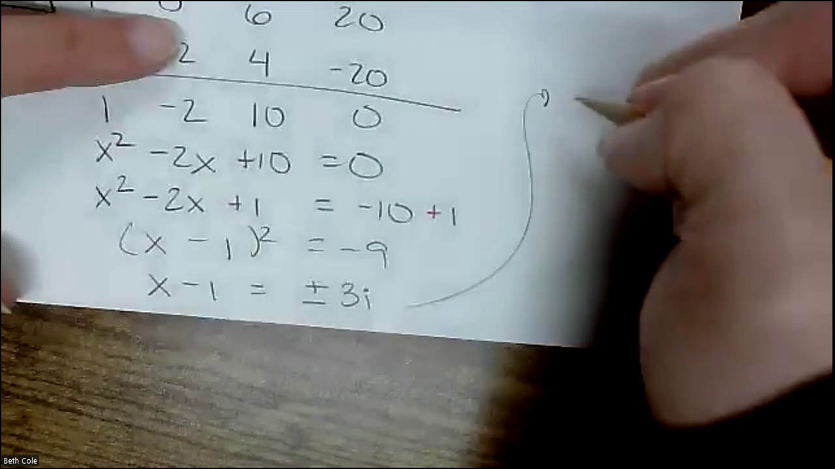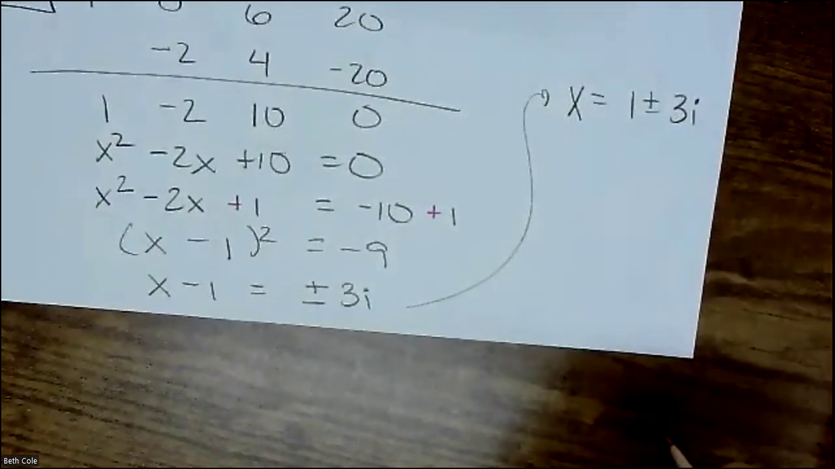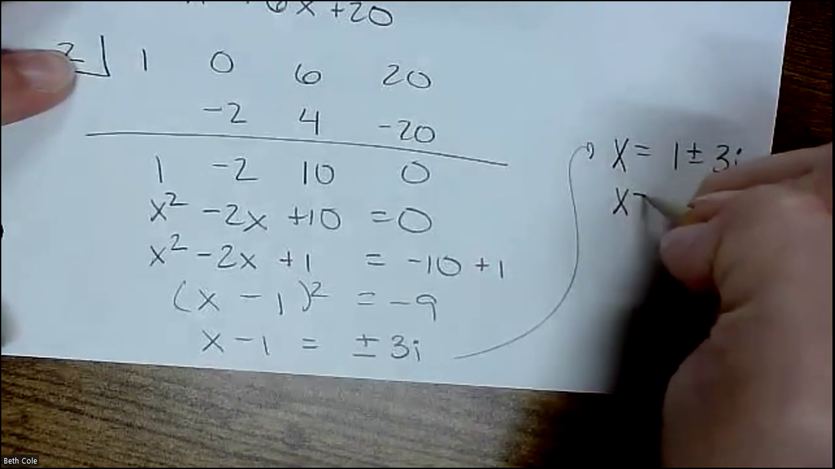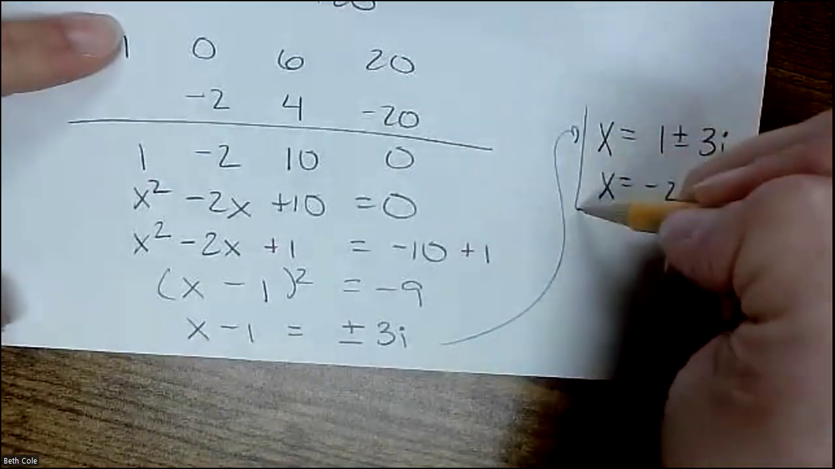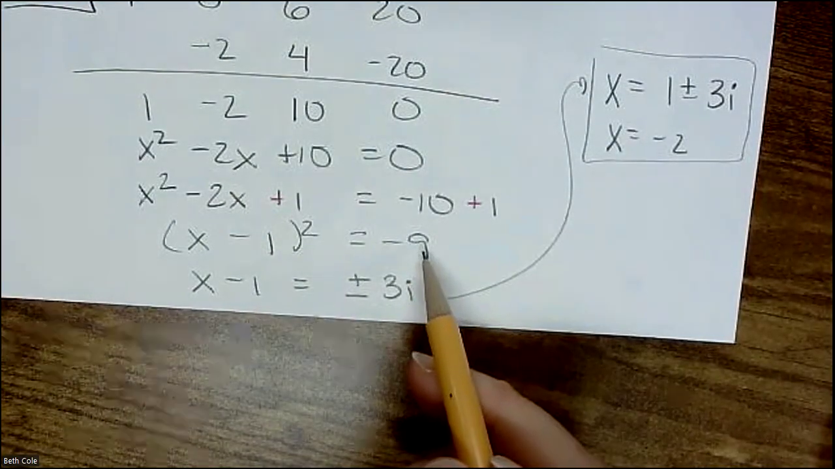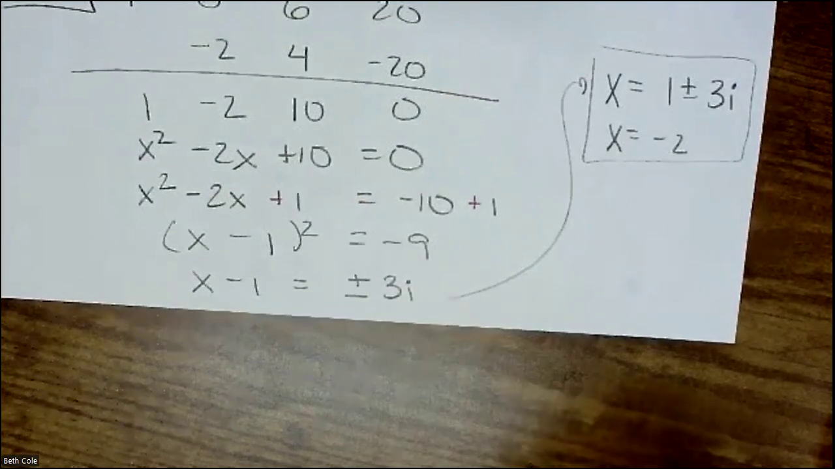And then your last step is to add the 1. So it is 1 plus and minus 3i. That's 2 answers, but there should be a third one, which is -2. Good job. Yes, go ahead. When you square root the -9, the square root of 9 is 3, well, plus and minus 3, but when it's negative, that's where you get the imaginary part in there.